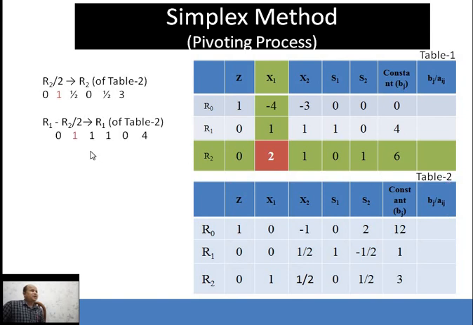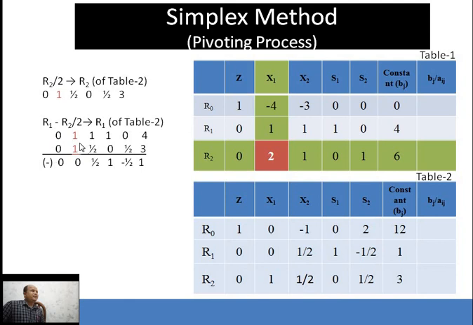So it is R1, that is row 1. Next row is R2 divided by 2, so put this same row here. That is, 0 divided by 2 is 0, 2 divided by 2 is 1, 1 divided by 2 is half, 0 divided by 2 is 0, 4 divided by 2 is 2, 6 divided by 2 is 3. Now deduct it.